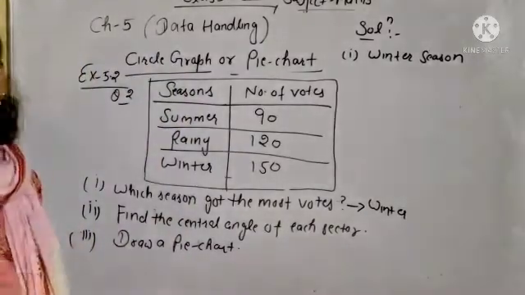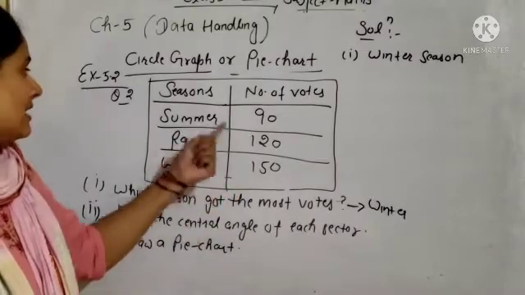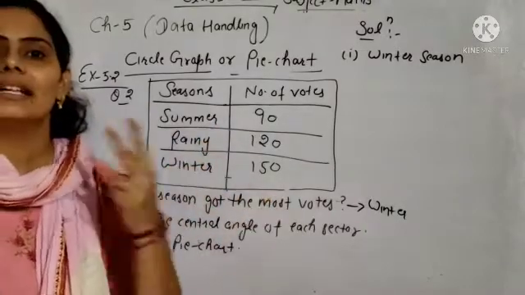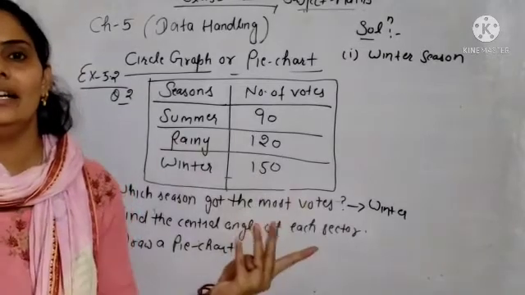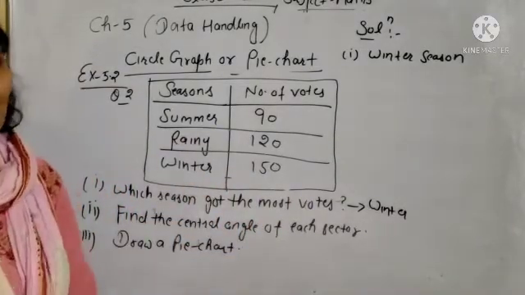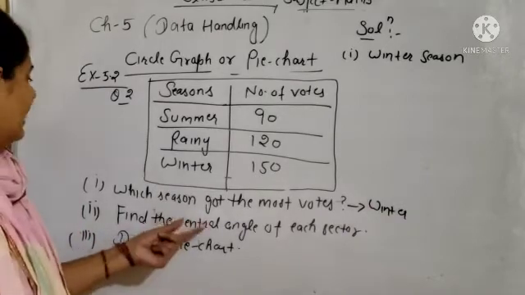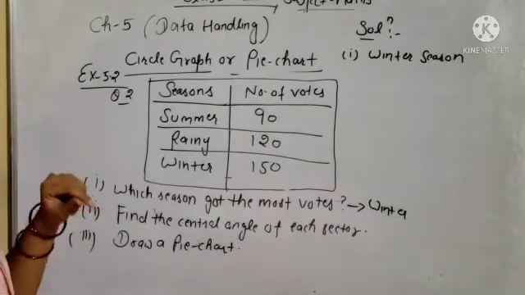कितने sectors में divide होगा? Simply it is shown by the data. Summer, rainy और winter. Total कितने season हैं? 3 season. So 3 parts में divide होगा, 3 sectors बनेंगे और 3 central angles बनेंगे. ठीक है? Clear बेटा? So here you have to find the central angle, but how will you find it?